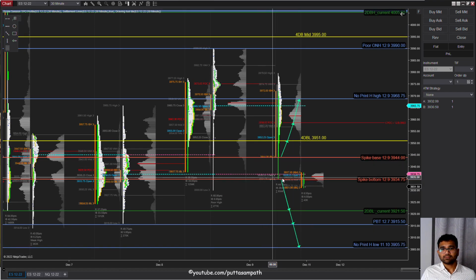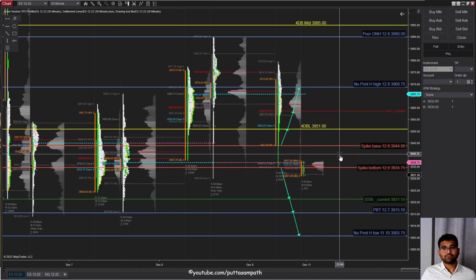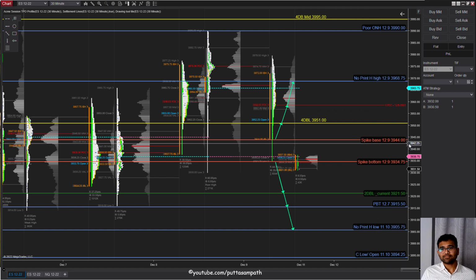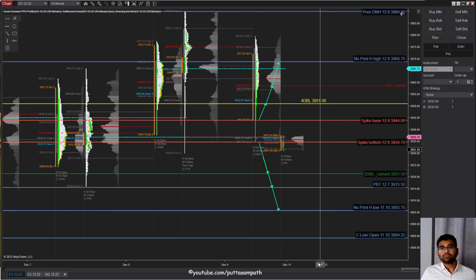And that's why the spike rules are applicable for Monday. So the spike base is the line in sand, which is 3944. Below this, it's going to be bearish, and above this, it's going to be bullish. So that's it based on the market profile view.